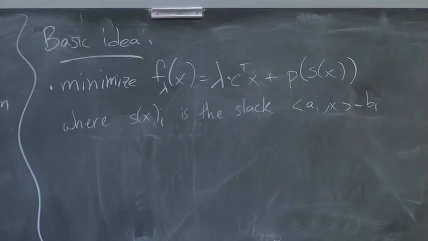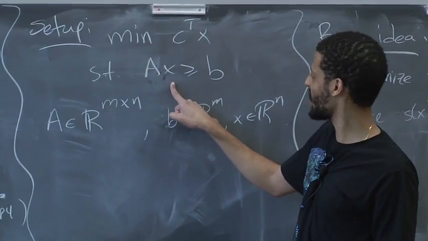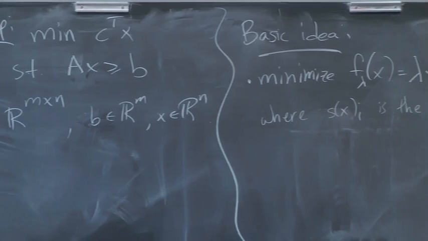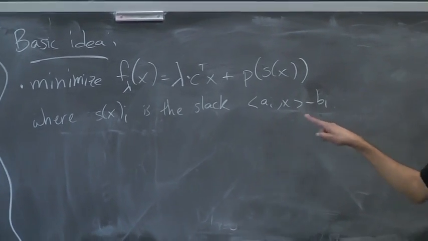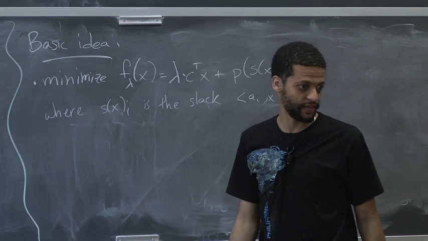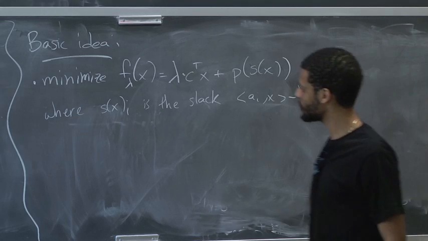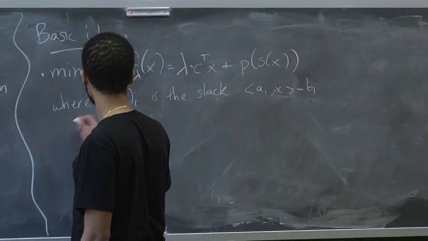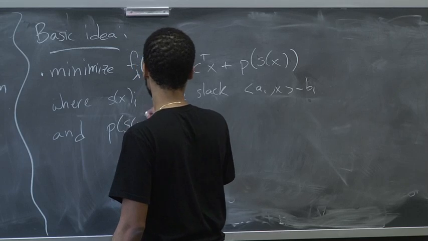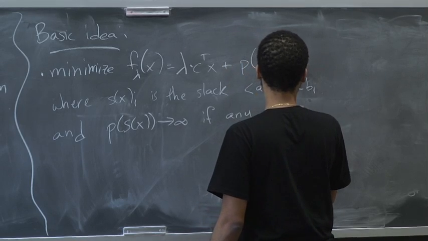So for any feasible solution x, we have that the i-th row of A, a_i dot x, is at least b_i. So a_i dot x minus b_i is some non-negative real for any feasible x. The vector of all of these differences is called the slack vector. And P of s(x) goes to infinity if any s_i(x) goes to 0.